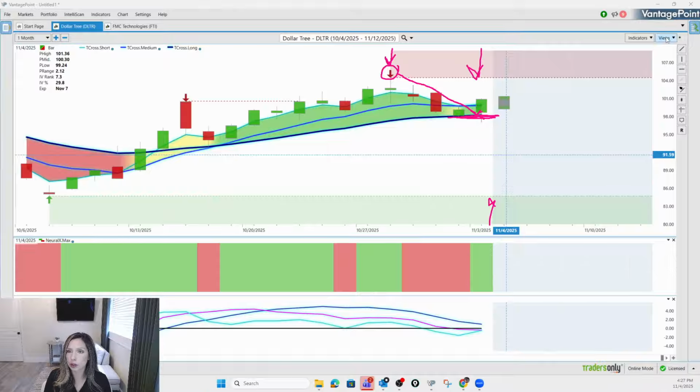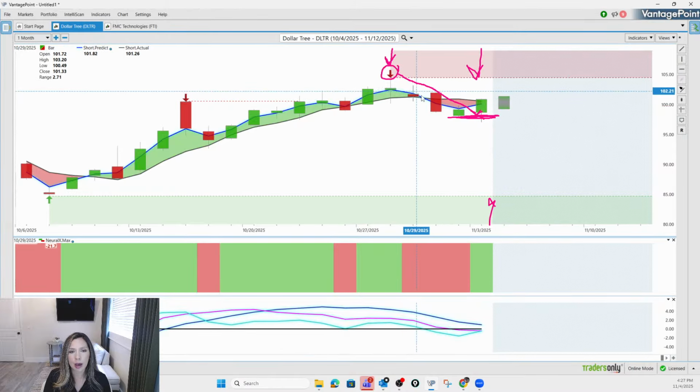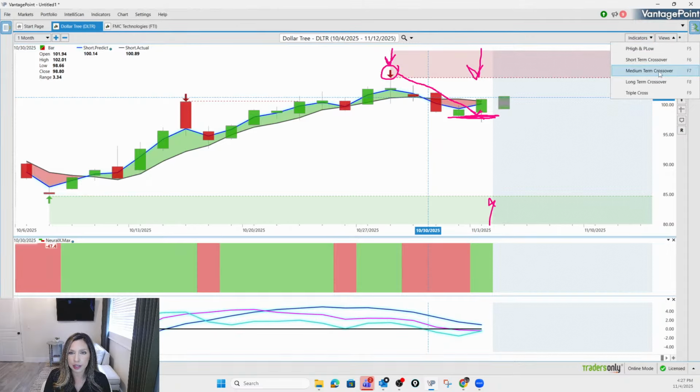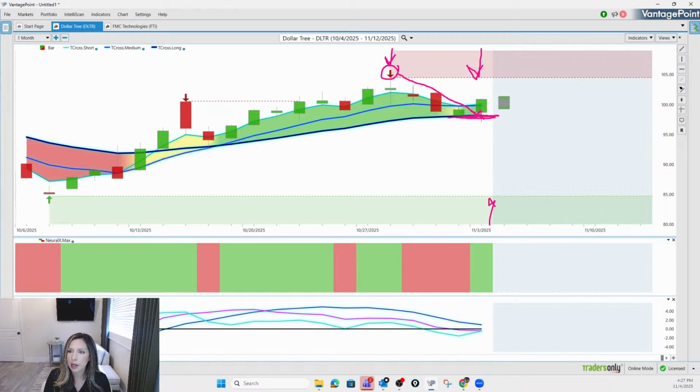Again, could you look for those 4 points of confirmation? Absolutely. Take a look at that short-term crossover. You have that happening. You have the red neural index, and you have the predictive differences coming down. So you have confirmation there, right? Let me jump back to the triple cross. But to what point? Where do we expect price to go?